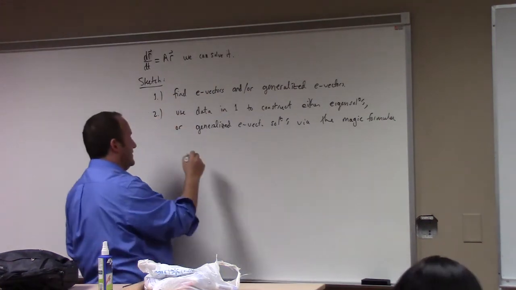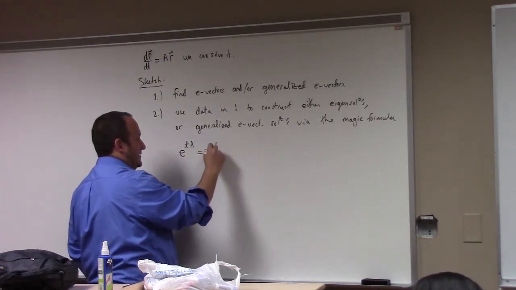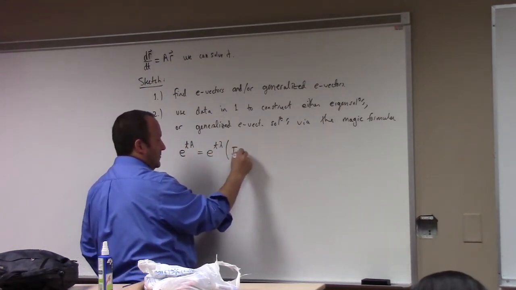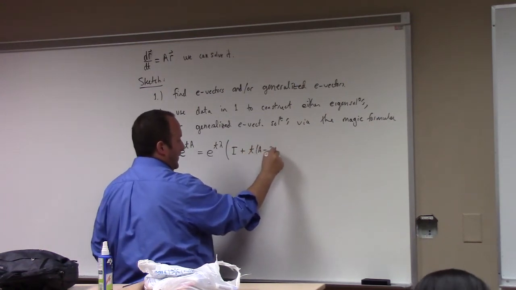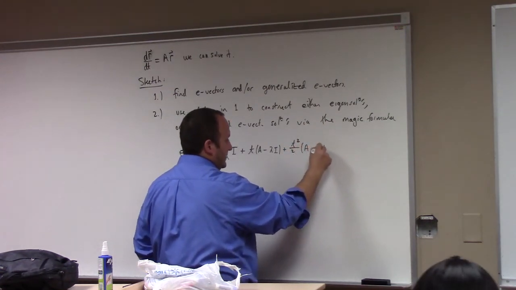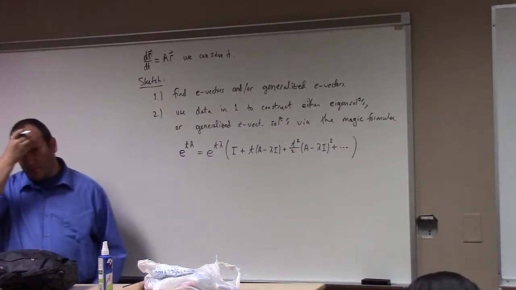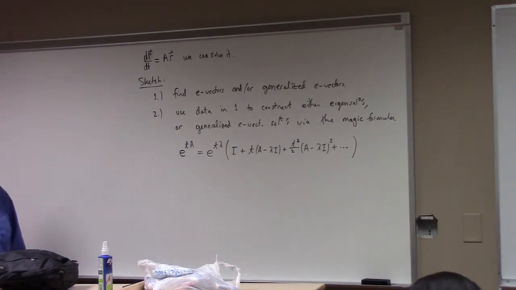The magic formula was e^(tA) = e^(tλ) times (I + t(A - λI) + t²/2 (A - λI)² and so forth and so on). And the thing we noticed is that if you operate on a generalized eigenvector with the magic formula, provided we set the generalized eigenvectors up in chains, then we get really nice formulas, which give us concrete expressions for the solutions to the differential equation dr/dt = Ar.